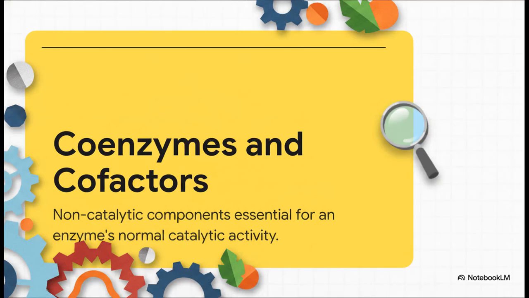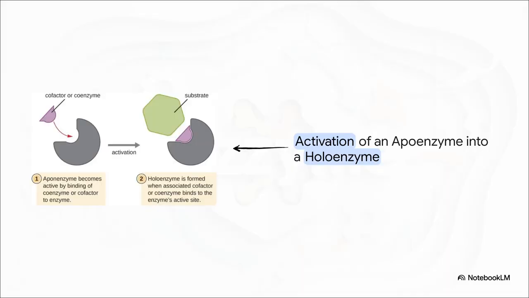But here's a fun fact. Sometimes the enzyme's amino acids alone just aren't enough to pull off the required chemistry. And that's exactly where coenzymes and cofactors come in. These are non-catalytic helper molecules, things like organic vitamins or inorganic metals, and they are absolutely essential for the enzyme to function properly. Without them, the enzyme basically lacks the chemical teeth it needs to form or cleave really stubborn chemical bonds.